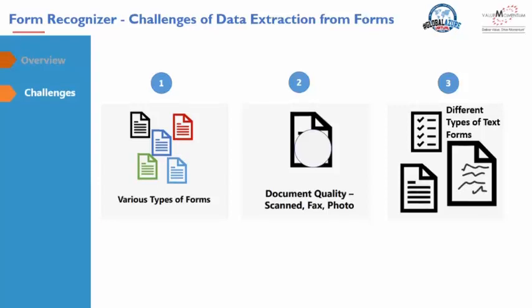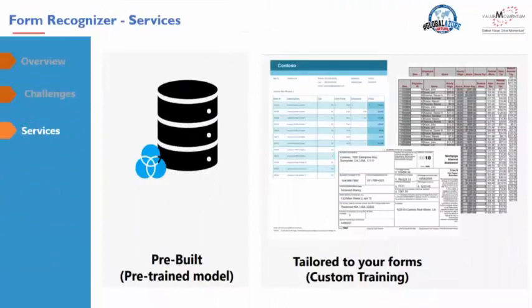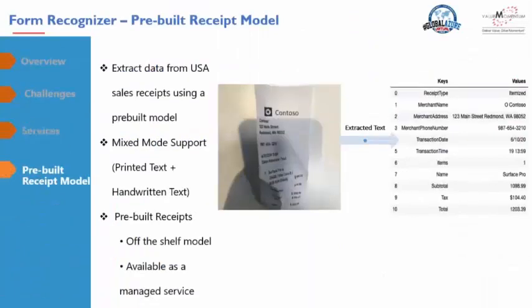Broadly, with respect to the services, I would say the services can be classified into two: the pre-built models and the ones tailored to your form, that is the custom models. When it comes to the pre-built models, we don't have to build or train any model. We just have to send the image or the document to the Azure service, and the service would return the extracted data as a result.